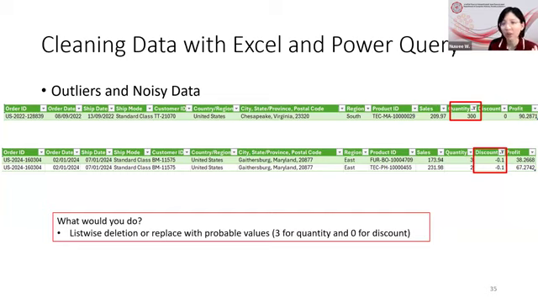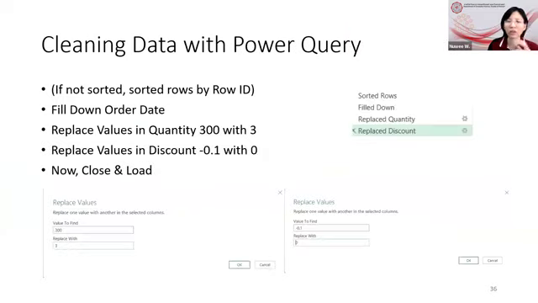And also discount, this is incorrect. It's obviously incorrect data. There should not be discounts that are negative, right? So minus 0.1, we probably need to delete these 2 lines, or we can choose to change it to 0 discount. It's possible, right? So let's choose the easiest way, okay? So I will just replace 300 with 3. I will replace minus 0.1 with 0, okay?